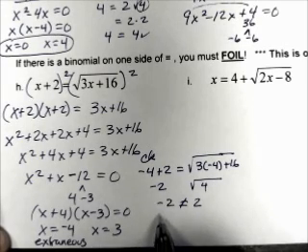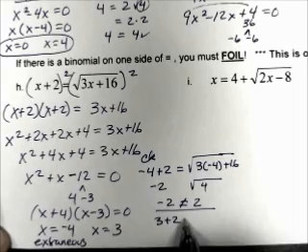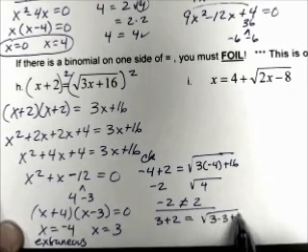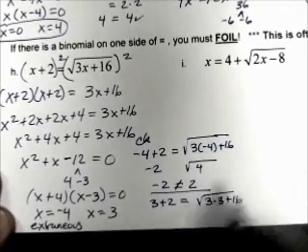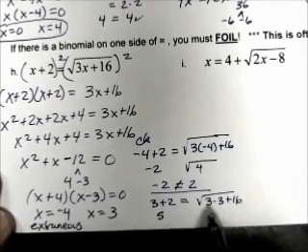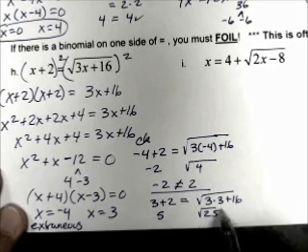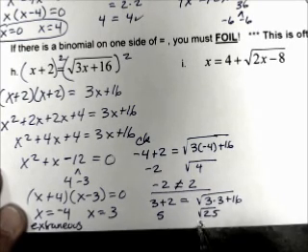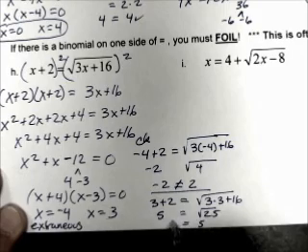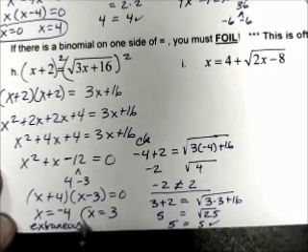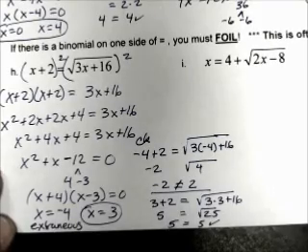Check 3. Is 3 plus 2 equal to the square root of 3 times 3 plus 16? 3 plus 2 is 5. 3 times 3 is 9, plus 16 is 25. The square root of 25 is 5. So yes, 5 equals 5. That checks. Our answer, x equals 3.